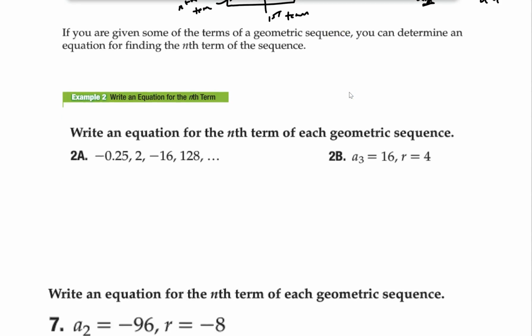So just like before, let's write an equation given this stuff here, right? As always, I will give you the formulas. You just gotta know how to use them.